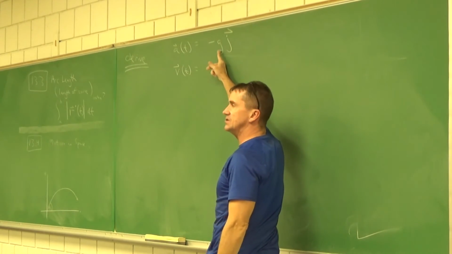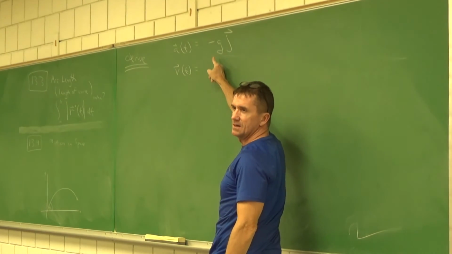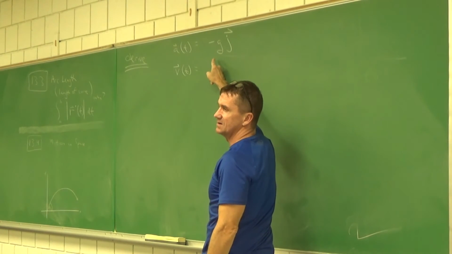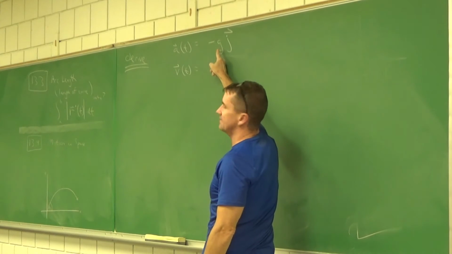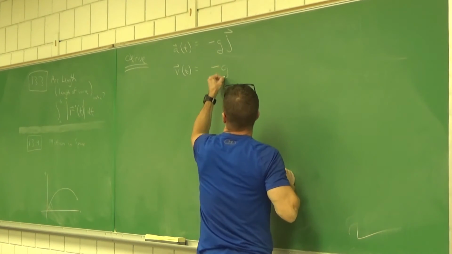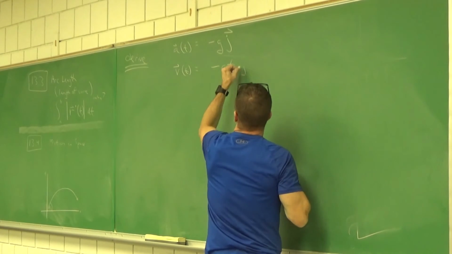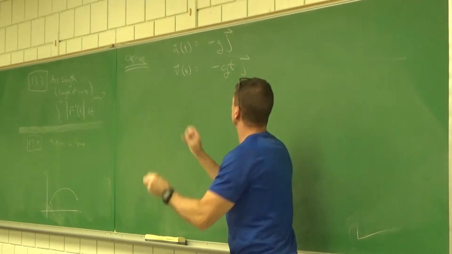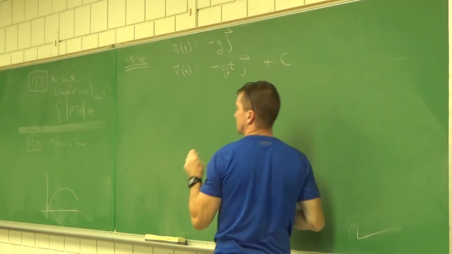What's the integral of a negative g with respect to t? No, oh, that'd be derivative. So that's like a negative 9.8, and I've got to take its integral. So negative gt. I'll put negative gt on the j component. But isn't there a constant? Yes. Okay, so I'm just going to put a plus C over here.